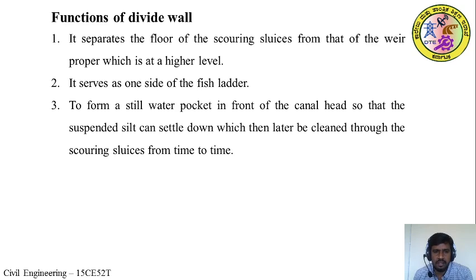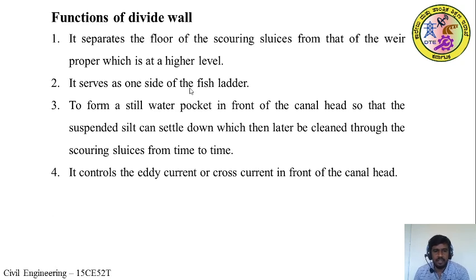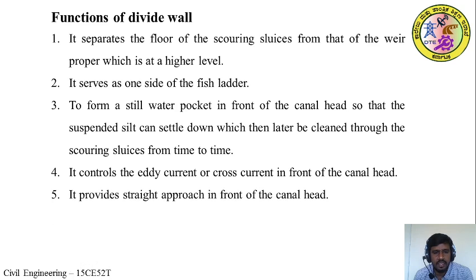That's why we construct silt excluders that are operated with the scouring sluices. In order to settle those silts, we have to create a still water pocket. For that purpose, we need a divide wall. Another function is that it controls the eddy currents or cross currents in front of the canal head. And this divide wall provides a straight approach in front of the canal head.